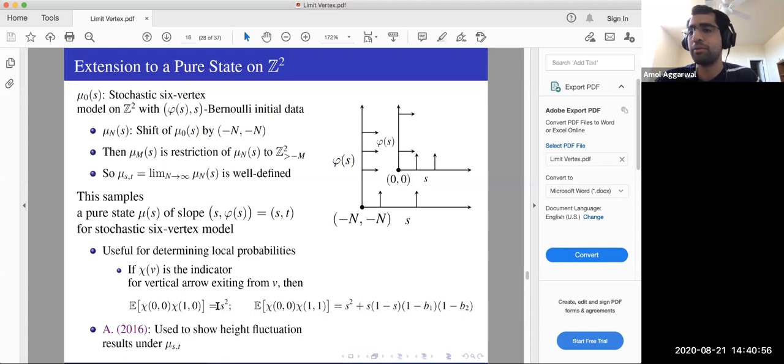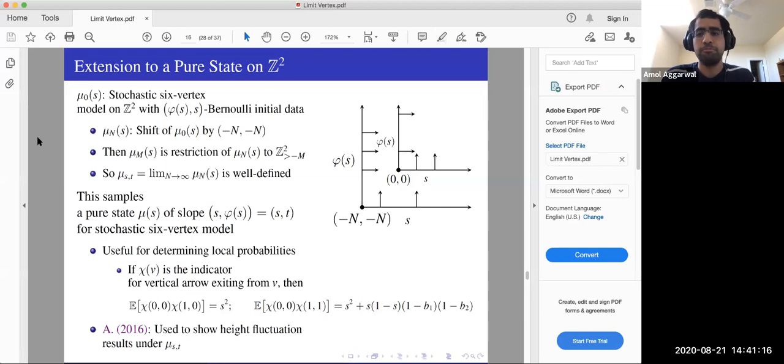So it's a little bit bigger than s squared. So it's a little bit bigger than if they were just independent. So you actually have positive correlations for this model, for example. Okay. So one useful property of this construction is in computing local probabilities, local correlation functions.